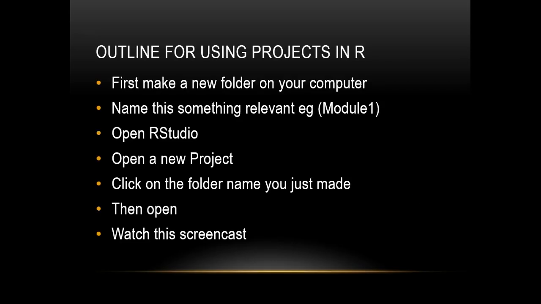So the outline for making a project in R is first you make a new folder on your computer. So I actually mean a folder in some area that you're working on with your data, or somewhere in your computer that you want to work with your R syntax. We name this something relevant, and for instance we might call it module 1. Then we go into RStudio and we open RStudio, and then we go in and open a new project.